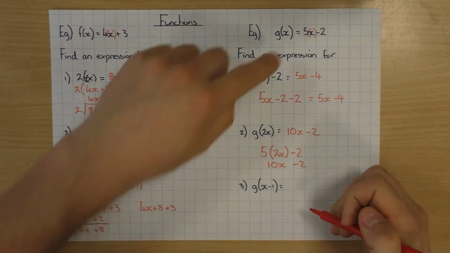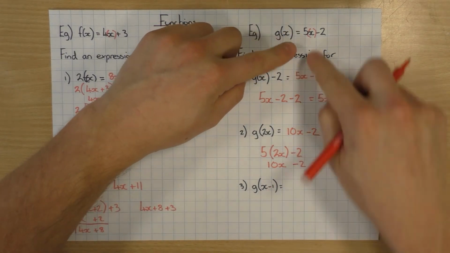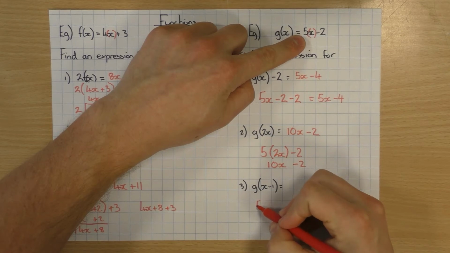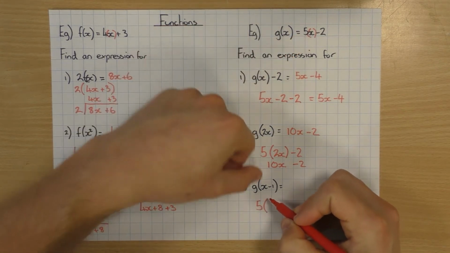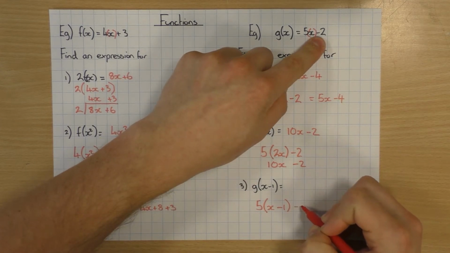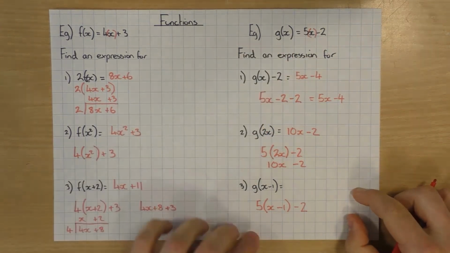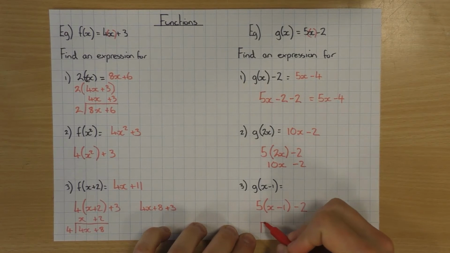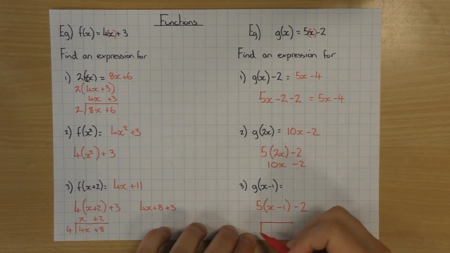And last but not least, this one here. So again, I'm going to input x minus 1 into those brackets. So 5 bracket, then I've got my x minus 1, and I go back up here, and don't forget to take away the 2. Expand the bracket just like we did on the previous one over here.